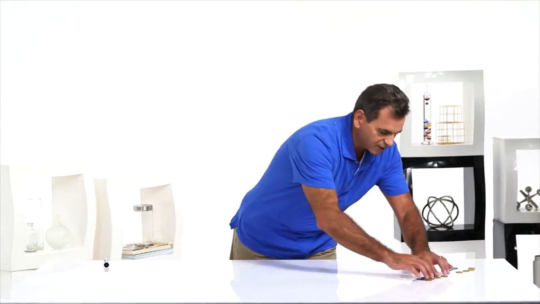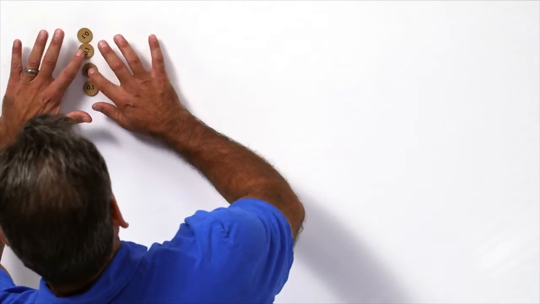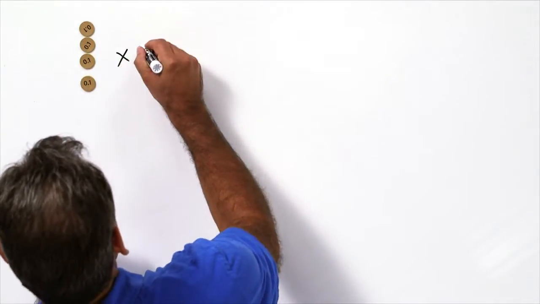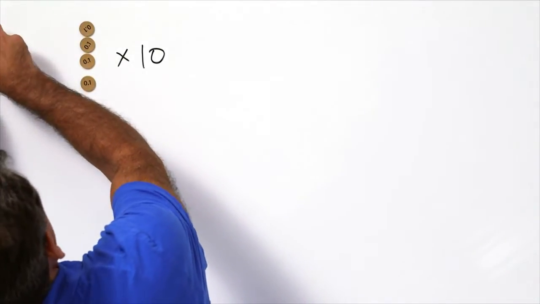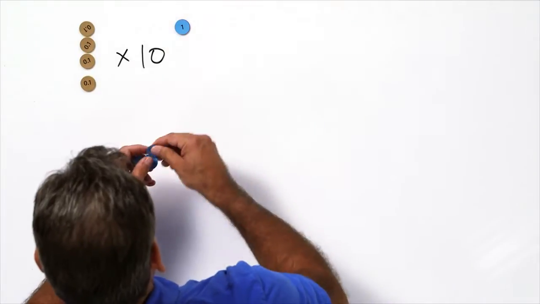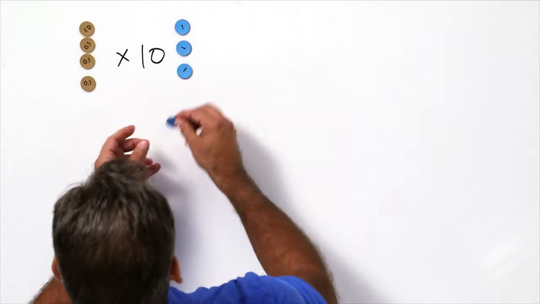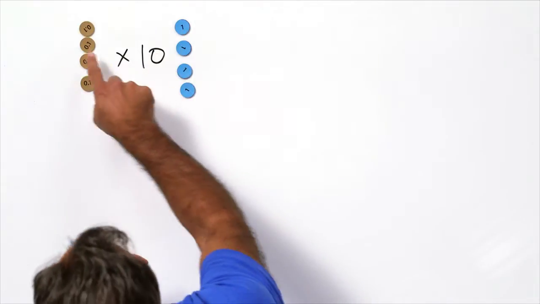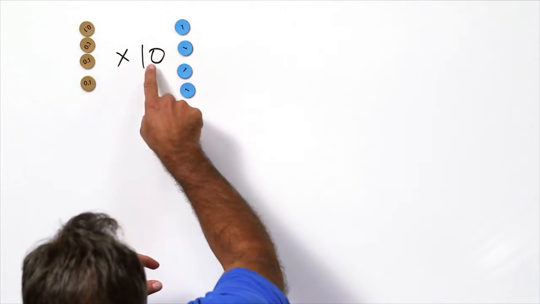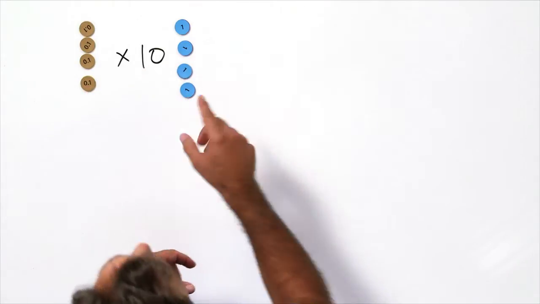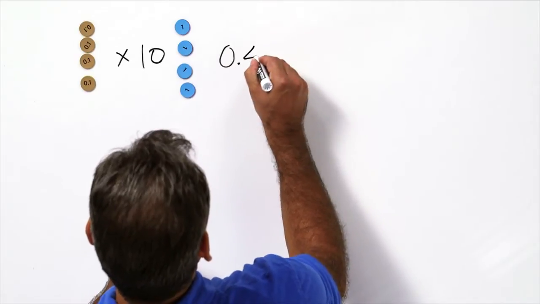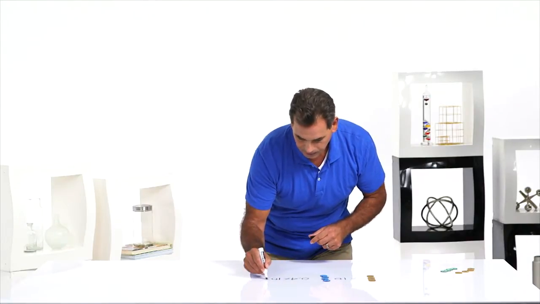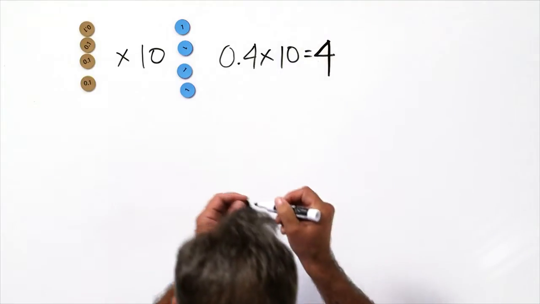Let's build chip models of a decimal number. Let's build 4/10, and let's multiply that by 10. Students are doing this. So 1/10 times 10 is 1. Have them record what they did here. 0.4 times 10 equals 4.